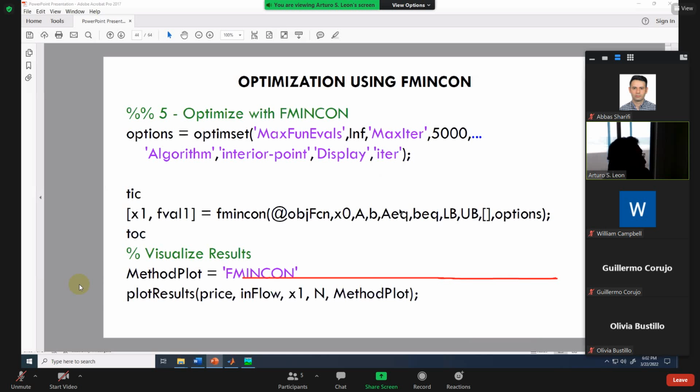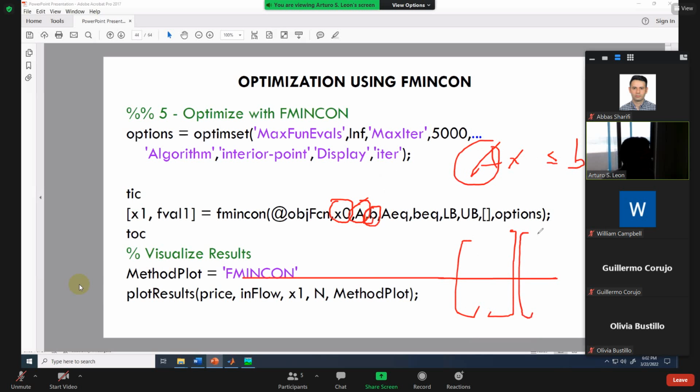Then this is the optimization. These are the options. We are going to use 5,000 evaluations, which method we are going to use, and this is how you specify the optimization. You have the initial condition. This is the matrix A. You have to specify the matrix A, and I will show you this in a minute. What's the B? Because AX is smaller or equal than B. A is a matrix. X is the vector variable, so I have x1, x2, x3, and I can have thousands of variables. And B is the value of those inequality constraints.